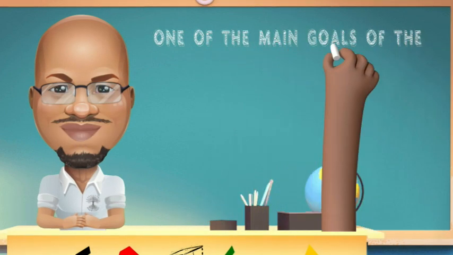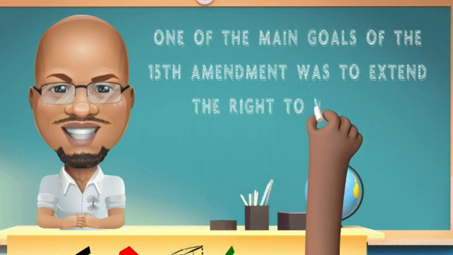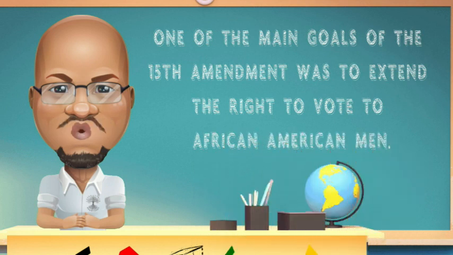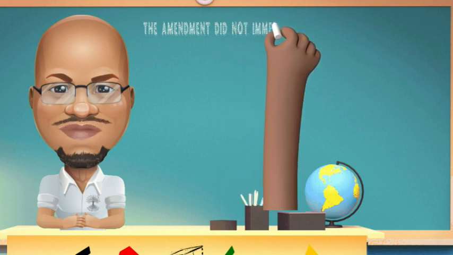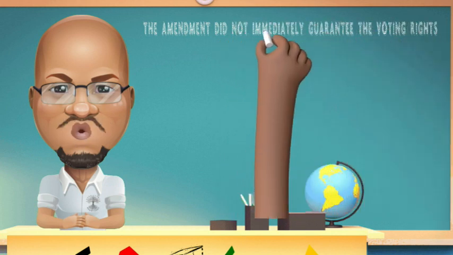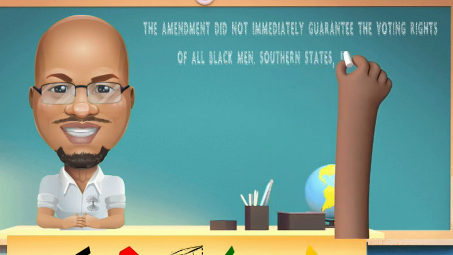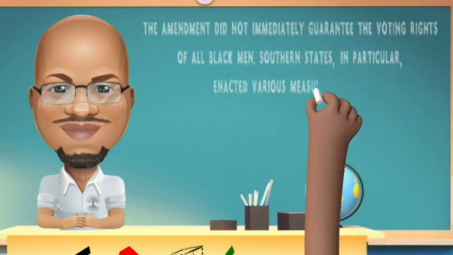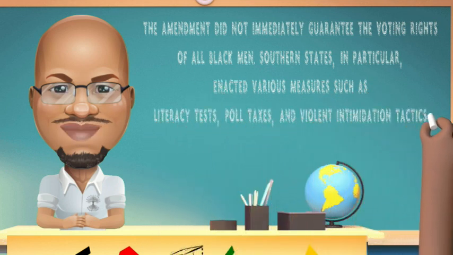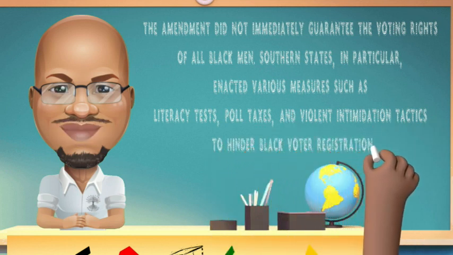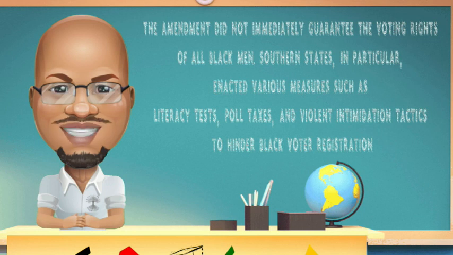One of the main goals of the 15th Amendment was to extend the right to vote to African American men. While this was a monumental step toward equal suffrage, it's important to note that the amendment did not immediately guarantee the voting rights of all black men. Southern states in particular enacted various measures such as literacy tests, poll taxes, and violent intimidation tactics to hinder black voter registration.